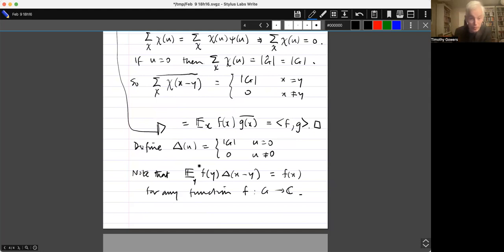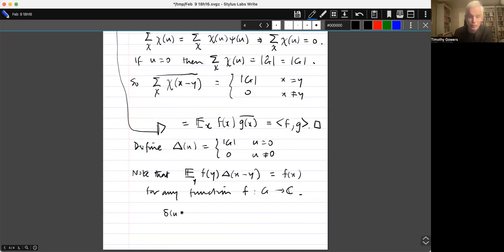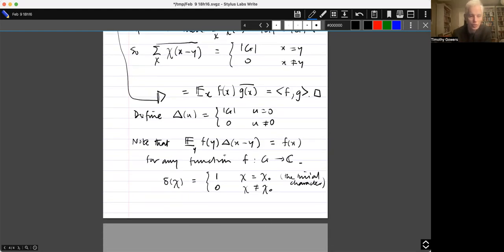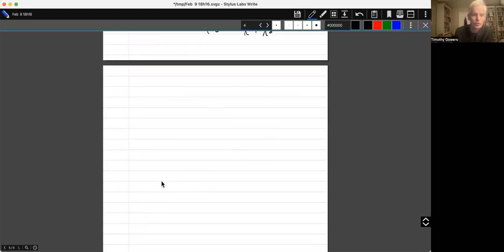If we were working in a dual group, then it would be useful, and this sometimes happens, to define delta of chi to equal just 1 if chi is the trivial character, and 0 if chi does not equal the trivial character. I'm denoting the trivial character by 0 because it's the identity in this abelian group, but that is a slightly confusing thing to write. So I'll write chi 0, the trivial character that takes everything to 1. Okay, now that notation will just smooth things a little bit for the next proof, which is the inversion formula.